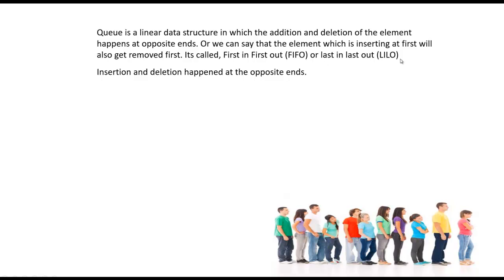Similarly, we can say last in, last out. The person in this green shirt has moved into this queue last, and this person will get processed last in this queue. So this is all about the queue data structure.